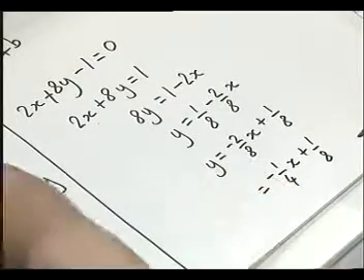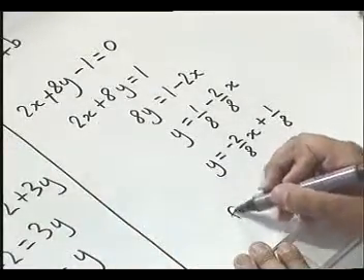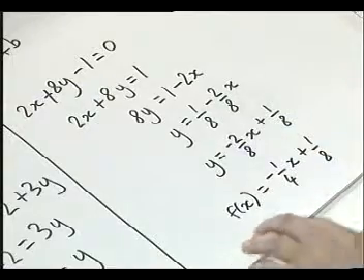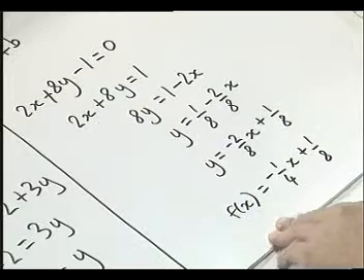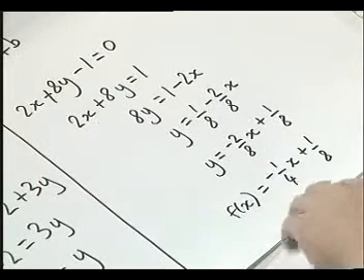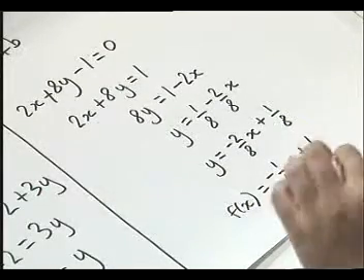And as we said before, y equals f of x. So here we have it. Our function is f of x equals minus 1/4 x plus 1/8. And graphically, this is represented by a straight line with a gradient of minus 1/4 and a y-axis intercept of 1/8.